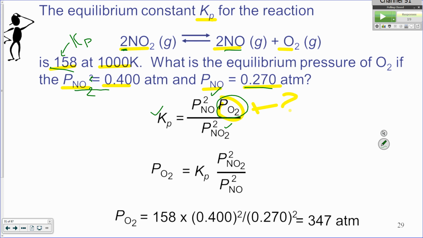It's just a simple matter of rearrangement. So I'm looking for PO2. If I'm going to rearrange this equation, I choose to rearrange the algebra before I plug numbers in. So I'm going to cross multiply and take this term up here, so it's going to go on top. I'm going to cross divide, and this term is going to go over the bottom. So when I rearrange, PO2 is equal to K sub P times the PNO2 squared, because of the 2 term, divided by the concentration of the NO squared, because of the 2 term. So now it's just cranking through, plugging numbers in.